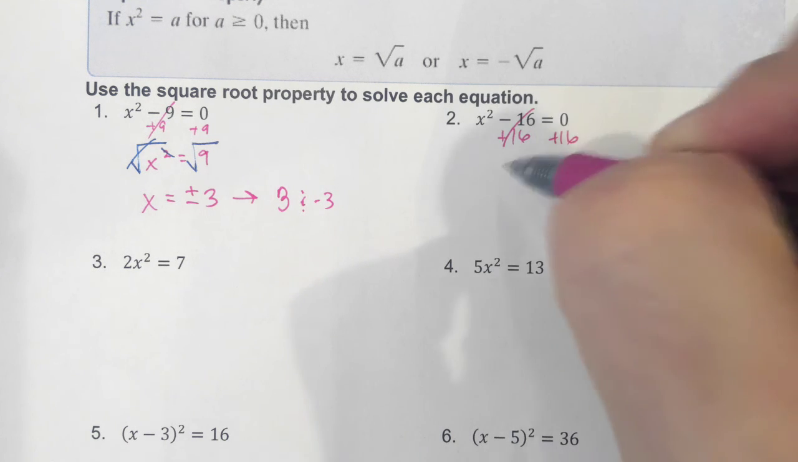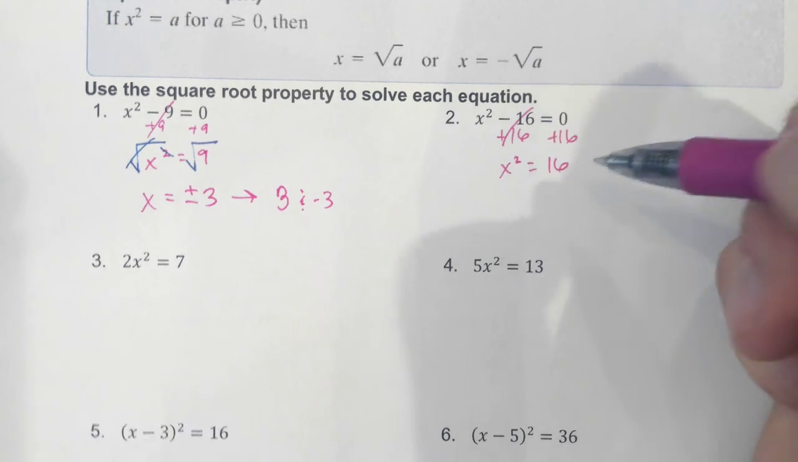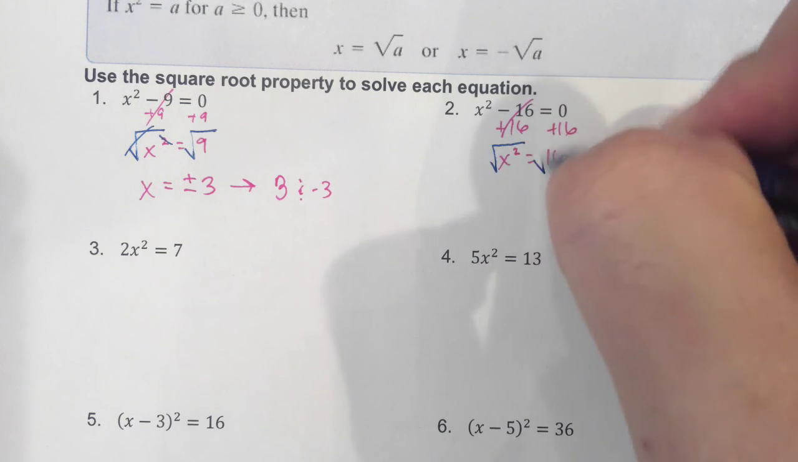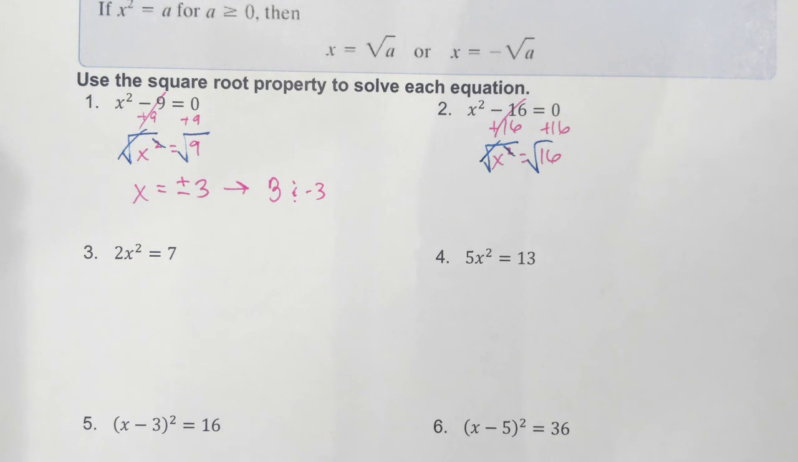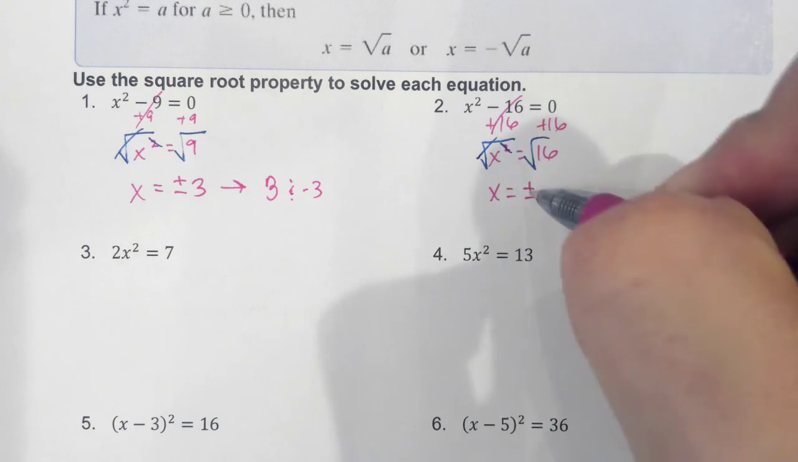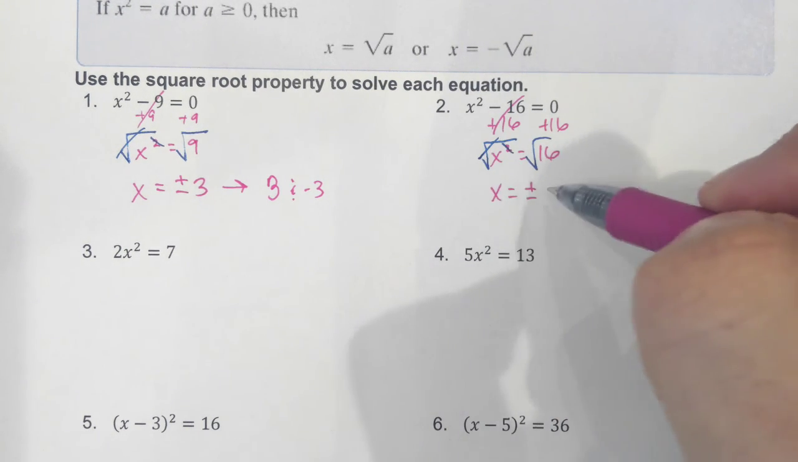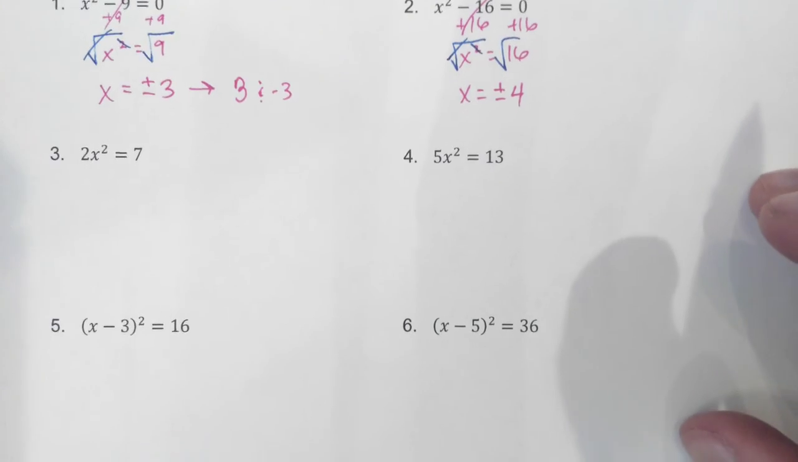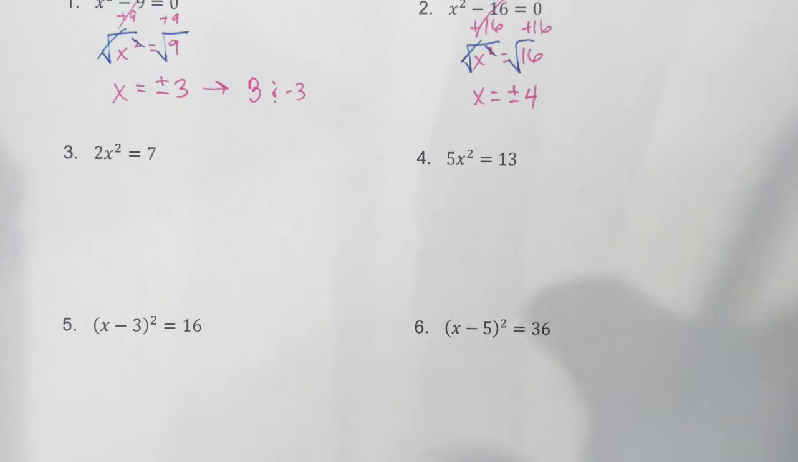Add 16 to both sides. x squared equals 16. The opposite of squaring is to square root. So the square root and the square cancel each other out. When we square root an equation, we get plus or minus, the positive and negative version. What's the square root of 16? 4. Okay, so those are nice and easy. They get a little tougher on 3 and 4, but not much tougher.